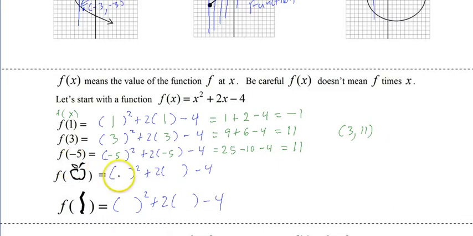So what if you have an apple? Well, you just plug in an apple. What if you have a squiggly line? You plug in a squiggly line. It doesn't matter. Whatever you have value-wise here, you just plug it in. That's it, okay?